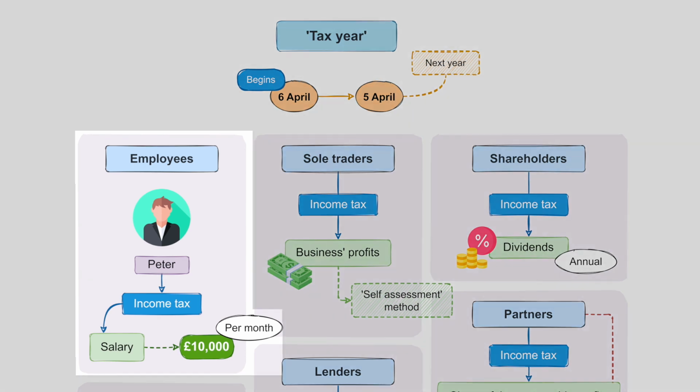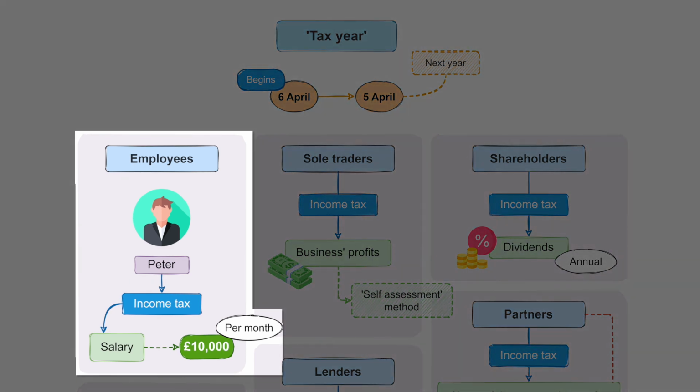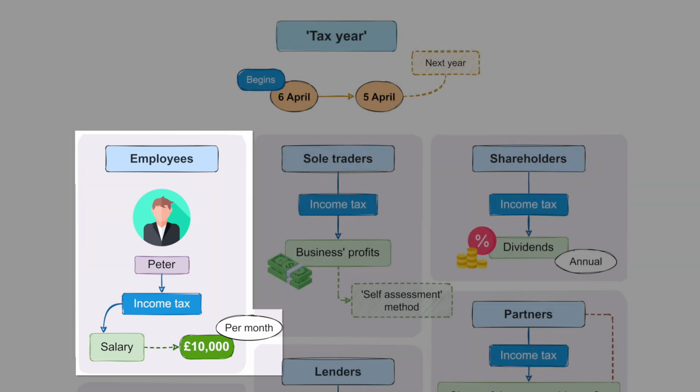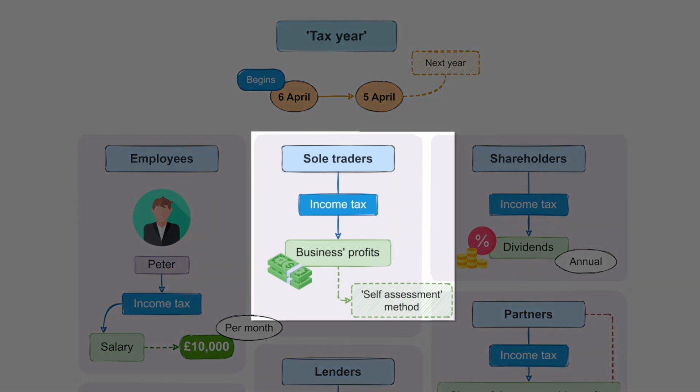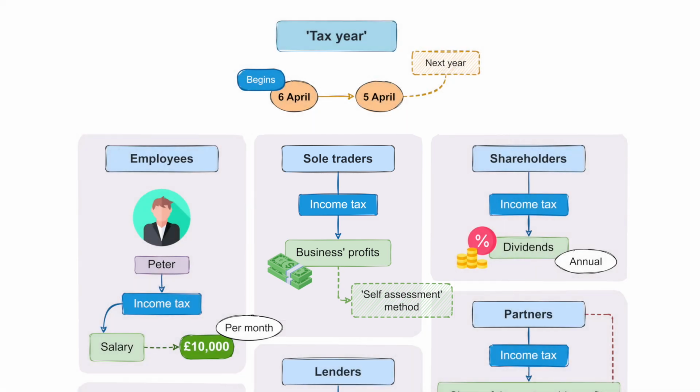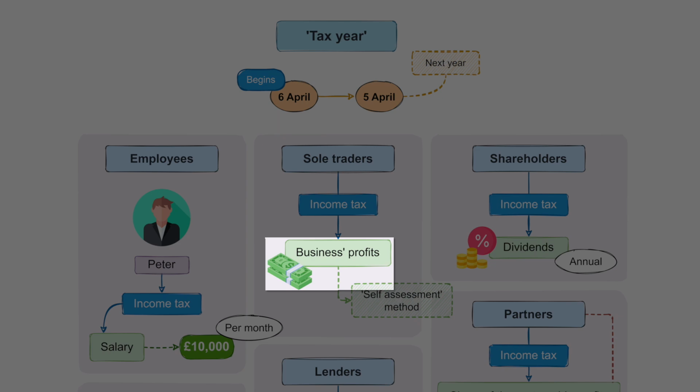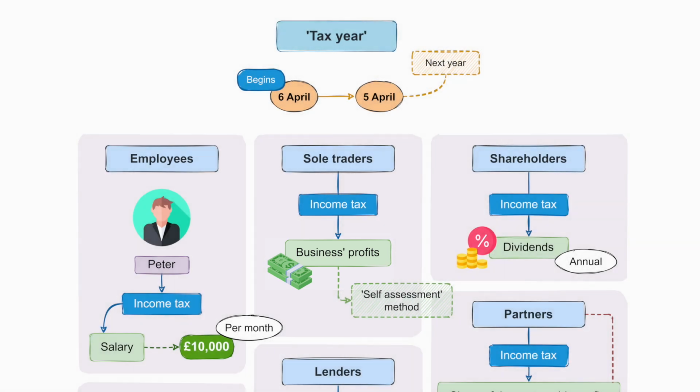For example, Peter is an employee at ABC Limited. He receives a salary of £10,000 per month. Therefore, Peter has to pay income tax on this regular payment of his wages. Now, sole traders are also required to pay income tax. This will be calculated using the so-called self-assessment method, which we'll come on to discuss. A sole trader is taxed on the self-employed income that he receives, which comes from the business's profits.